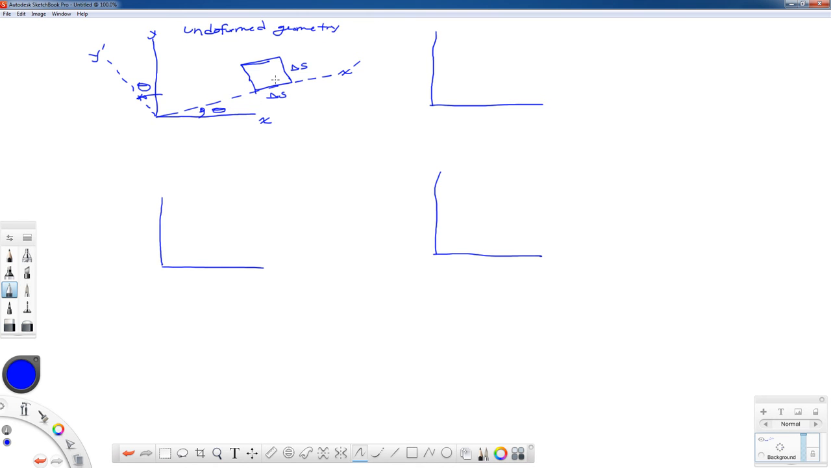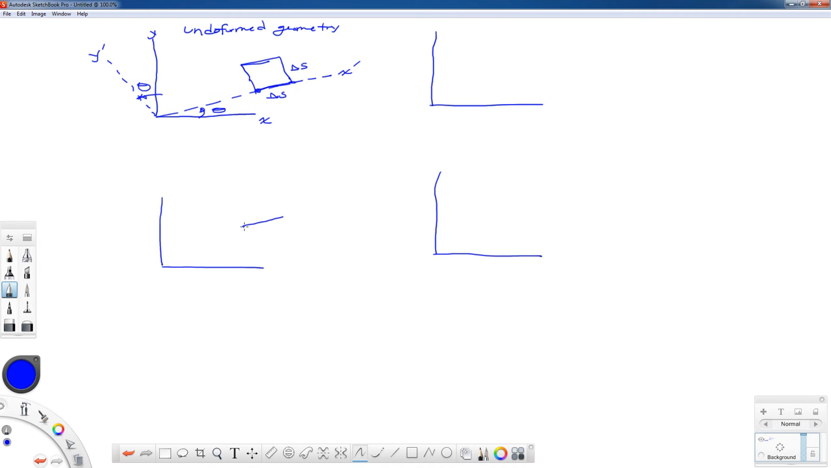Now I'm going to look at this square in this orientation, and I'm also going to look at a triangle that's formed underneath of this square. So I'm going to draw that in this bottom picture here. This is still the undeformed geometry, but I have the hypotenuse that goes along the x prime axis. That's this dimension right here, just reproducing that line.